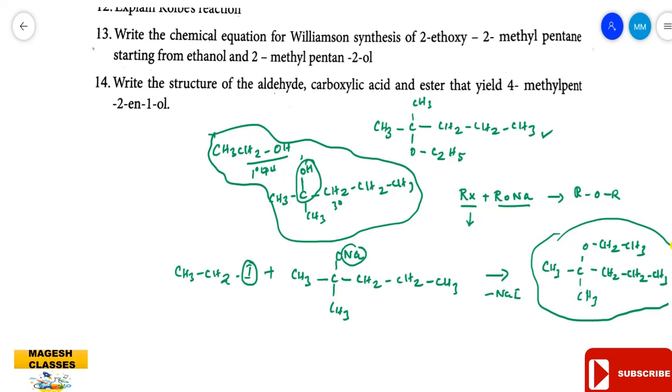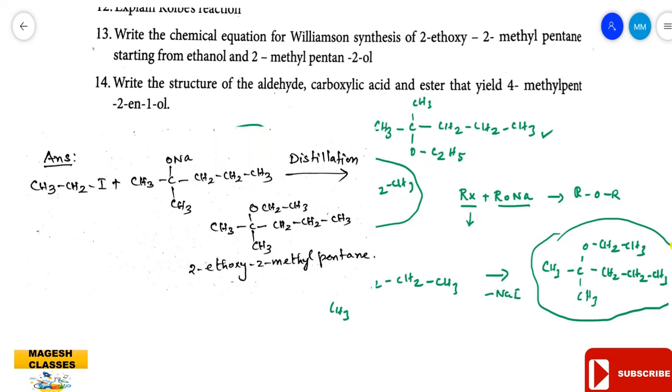If the components are in the reverse form, that is tertiary iodide and sodium ethoxide, the product is not the ether, so it is eliminated. So it is Williamson ether synthesis, preparation of ether, a combination of alkyl halide and alkoxide. The alkyl halide should be primary, so that the ether is effectively formed. Okay. See the next question.